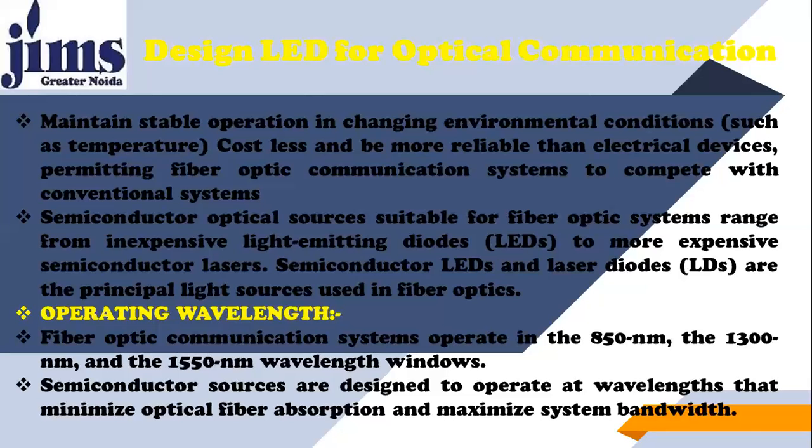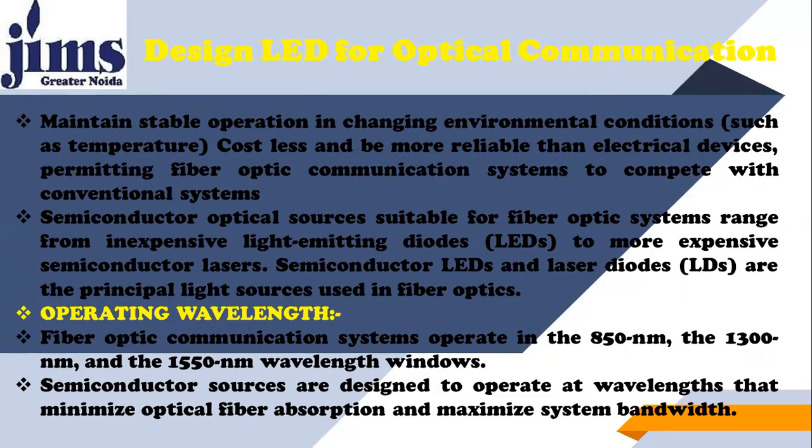As far as the operating wavelength is concerned, we have to choose an operating wavelength that has minimum losses. So fiber optic communication systems operate at 850 nanometer, 1300 nanometer, and 1550 nanometer. These are the three windows that are available. So optical engineers choose one of them, around 850 or 1300 or 1550, depending upon the environment and what type of optical communication the engineers want to establish.